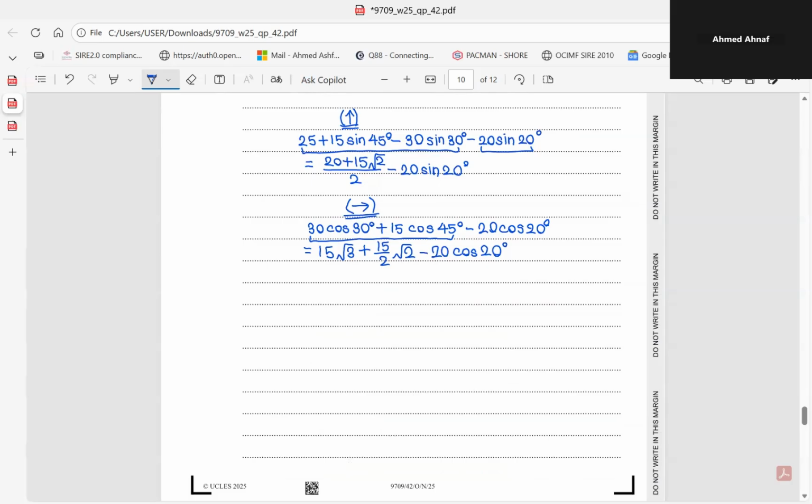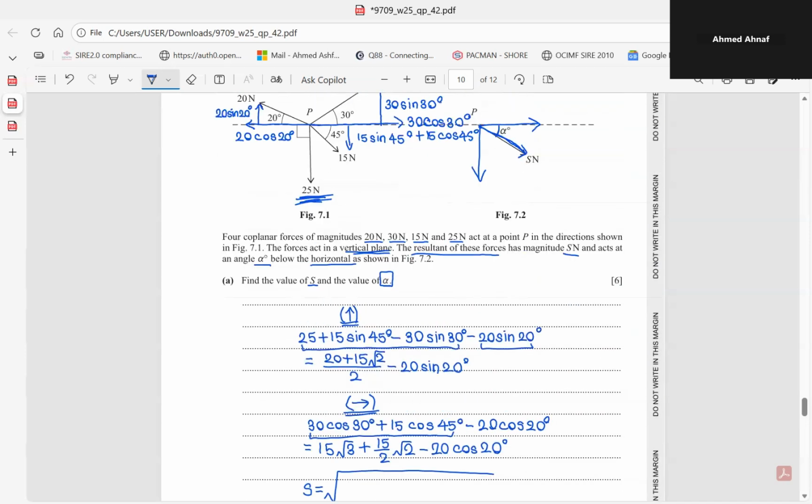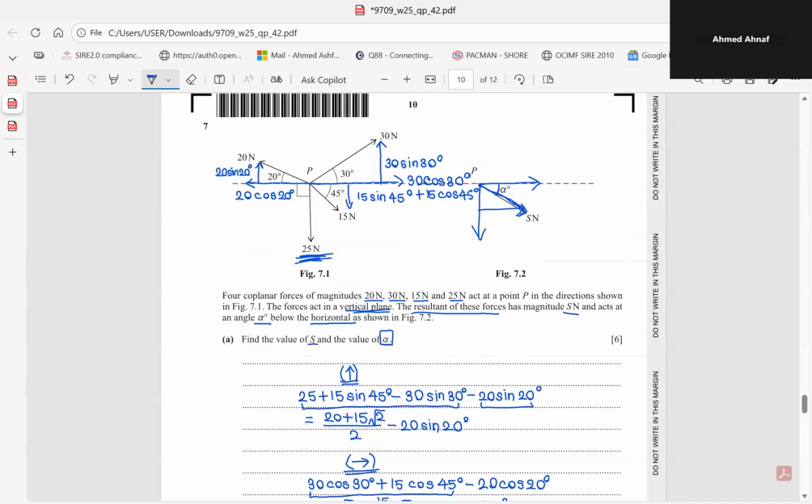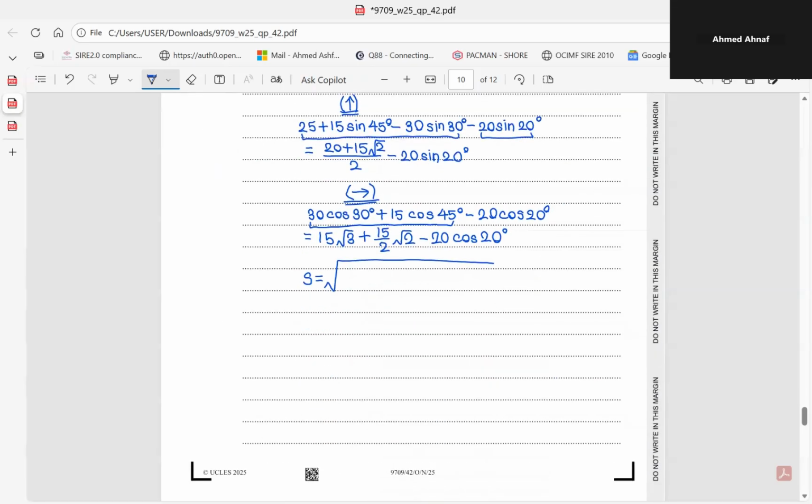Now we can use this to find S. For S, use your Pythagoras theorem. If you move this over to here, you can see that there's a mini right angle triangle, so you can use Pythagoras to find it. So 20 plus 15 square root 2 over 2 minus sine 20 degrees, squared, plus 15 square root 3 plus 15 over 2 square root 2 minus 20 cosine 20 degrees.